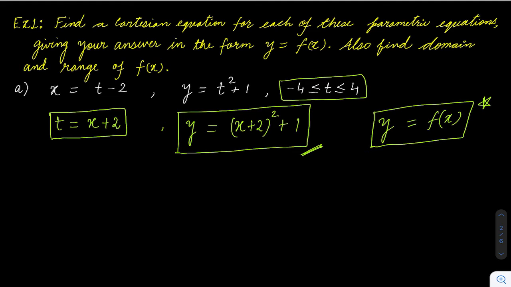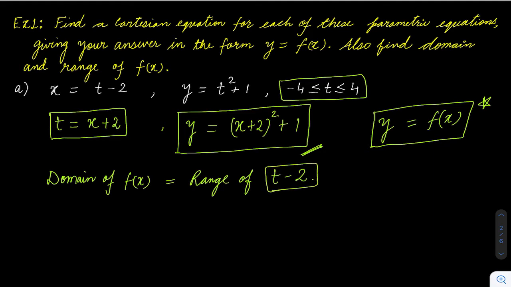Now we discussed this. Domain means the range of values of x. So what is x? t minus 2. So basically we have to find, I can simply say the domain of f of x is basically the range of t minus 2. Right? And t is from -4 to 4. So we have to find basically the range of t minus 2. Now, as you can see, when t is smallest, it will give me the smallest value of t minus 2. And when t is largest, that is 4, it will give me the largest value.